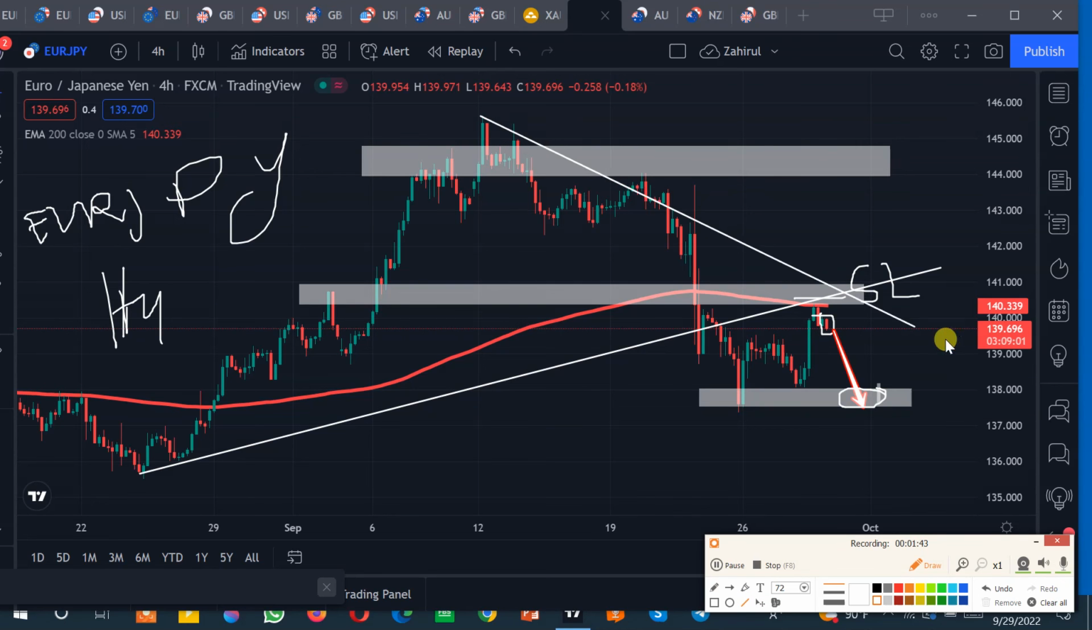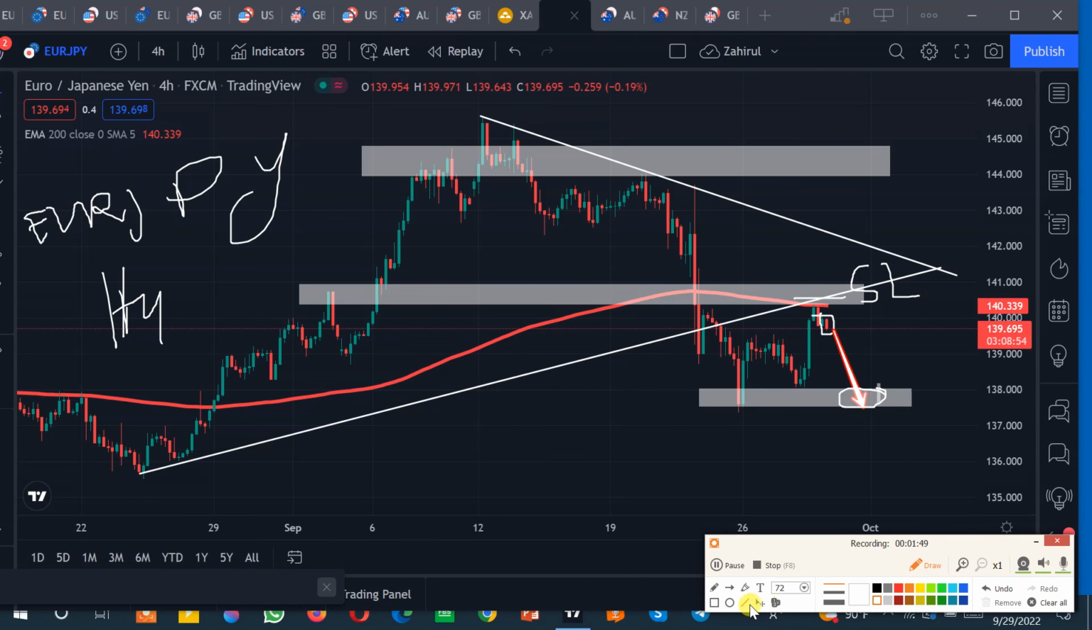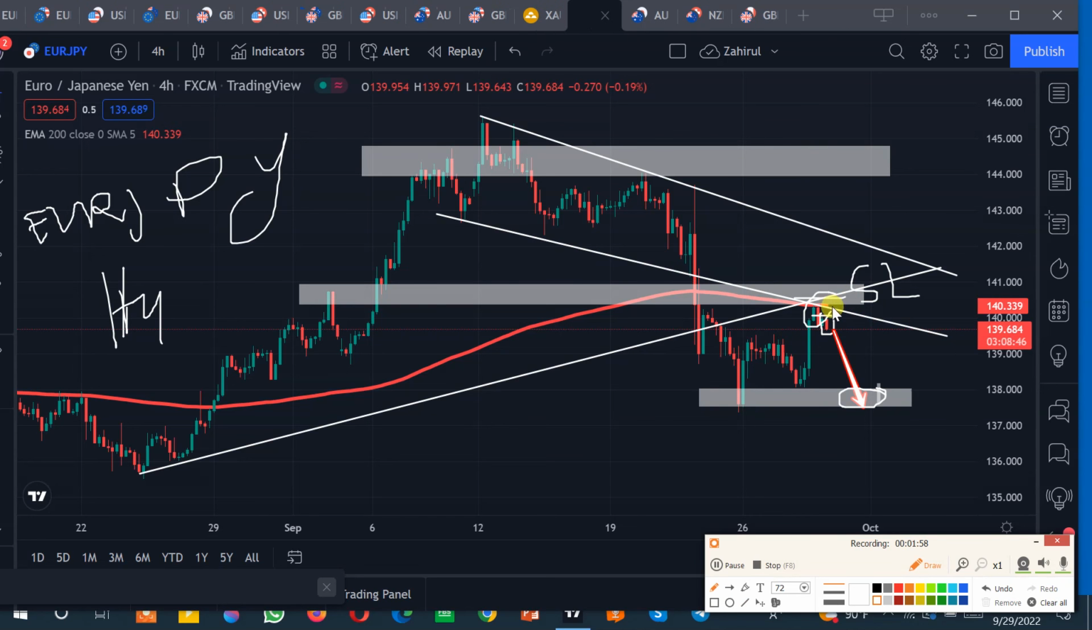This area here is another trend line. A parallel trend line acts as a resistance area also. So it's a good area, sell area. Good areas for sell. So now we can make a sell from here.